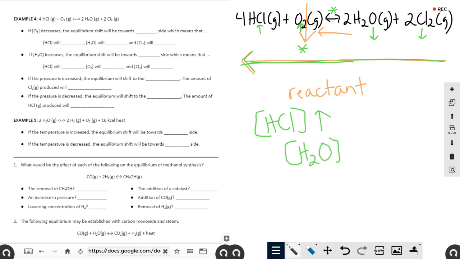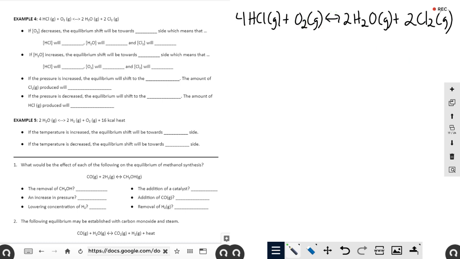H2O, it's on the other side, will go down, and Cl2, also on that side, will go down. So the things on this side both should go up, which makes sense because the things on that side will go down, okay? All right, let's look at this one.